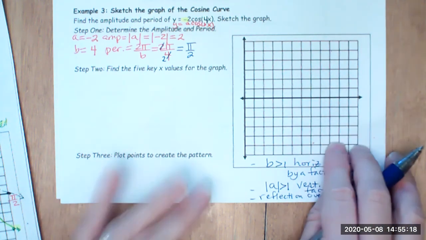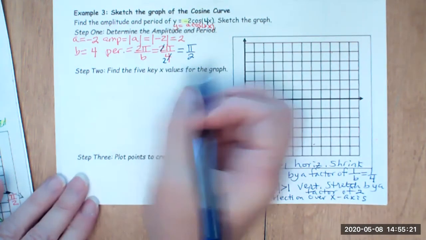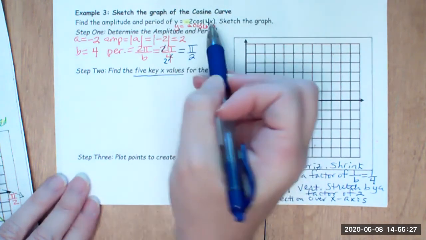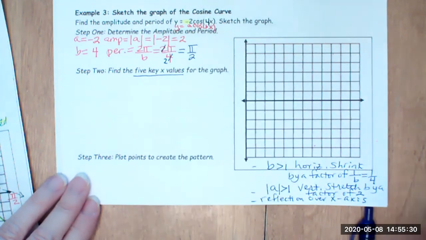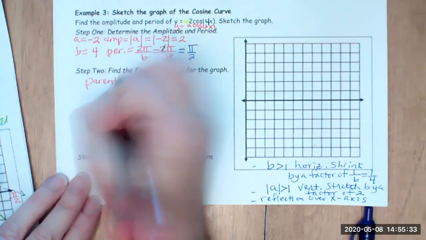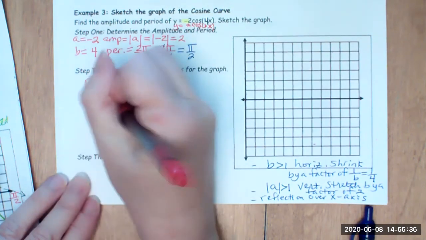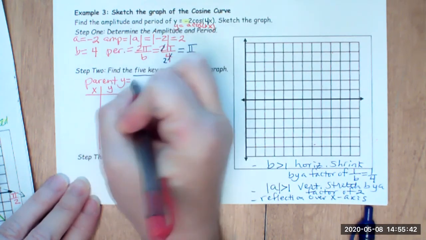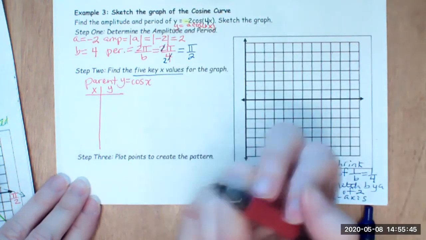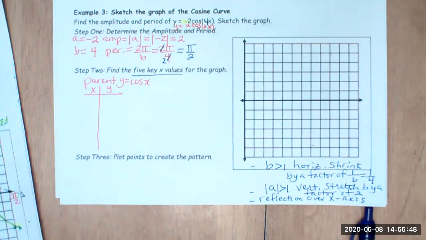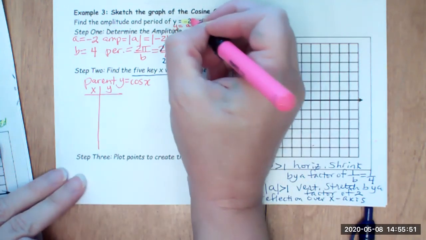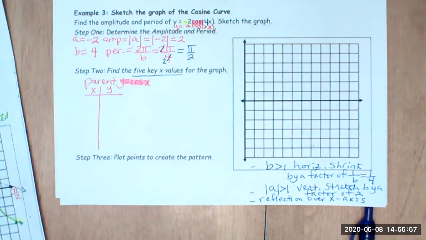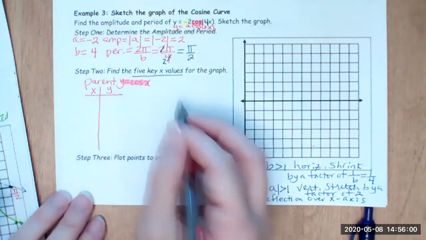All right, so we're going to need to find 5 key x values because we did change the period from what it was in the parent because of the value of B not being 1. So the parent has this table, of course. Now be careful, make sure you use the parent table for y equals cosine x and not y equals sine x. You always have to pay careful attention to whether you are doing a cosine or a sine problem, because you don't want to use the wrong parent, because then you'll make mistakes on your graph.